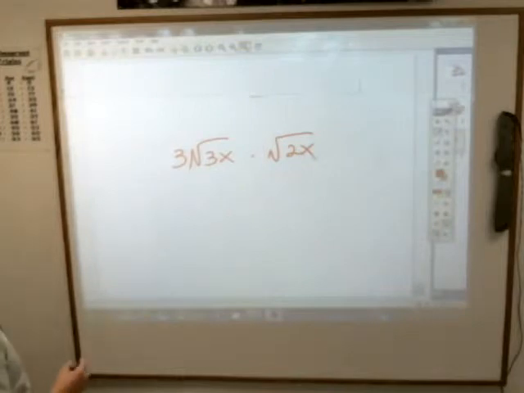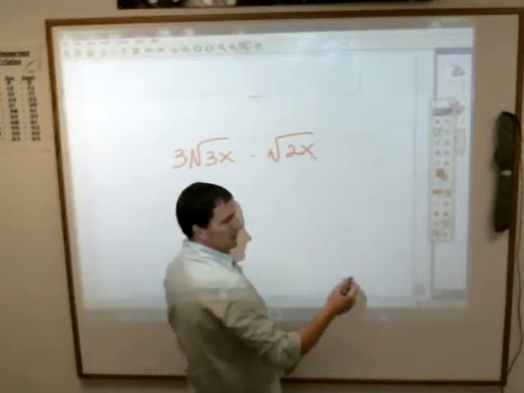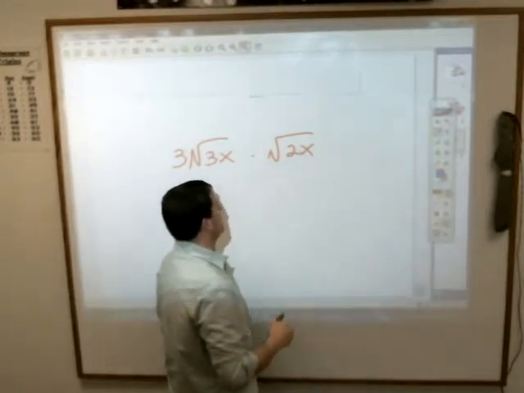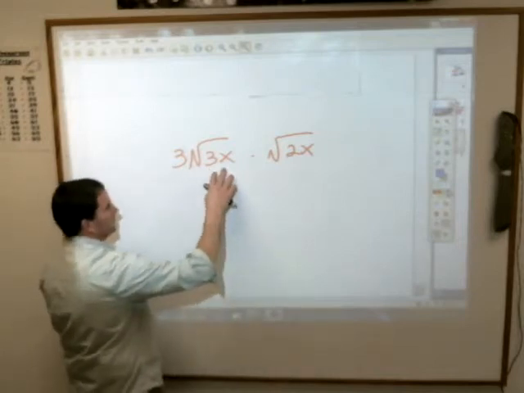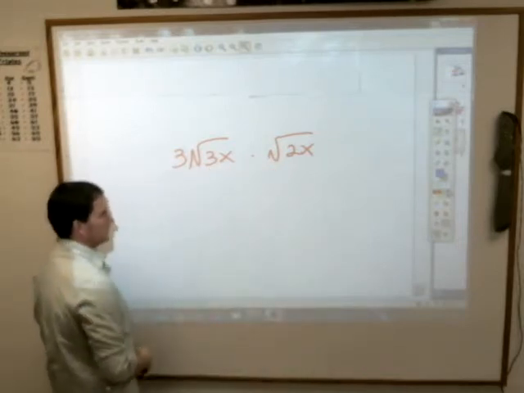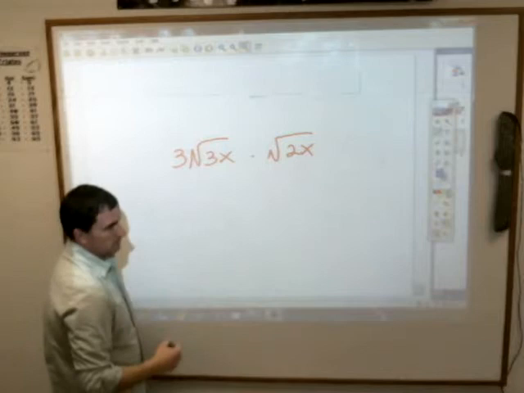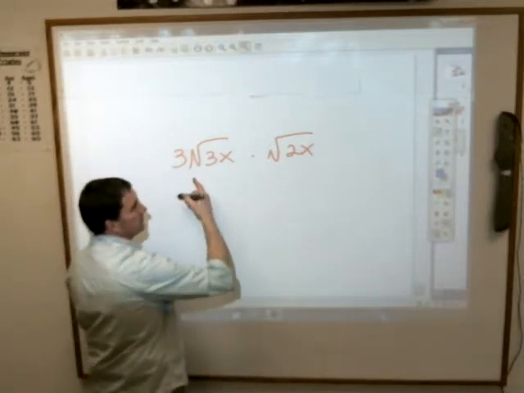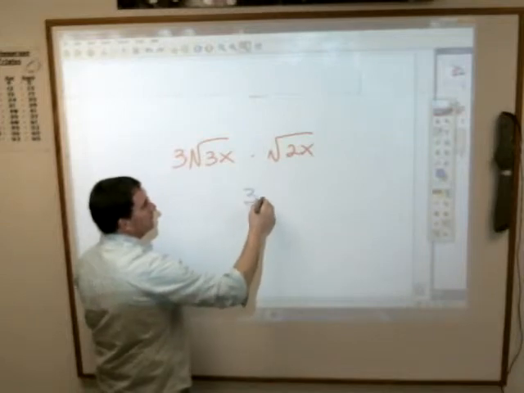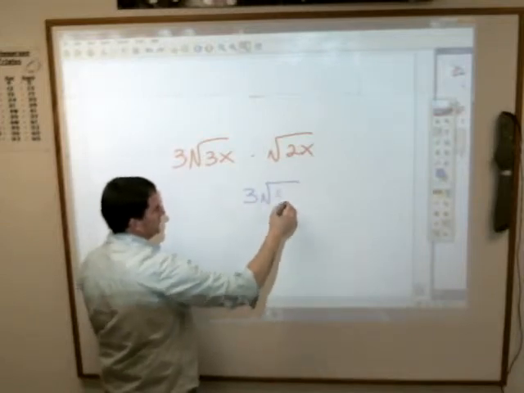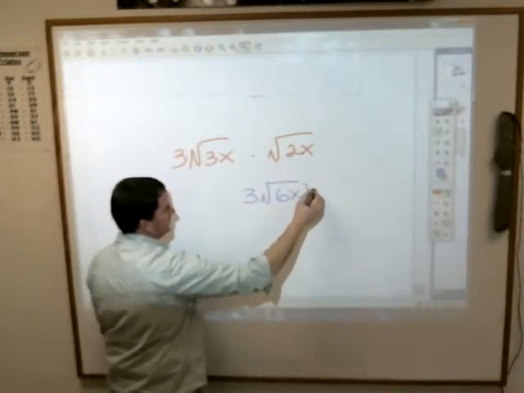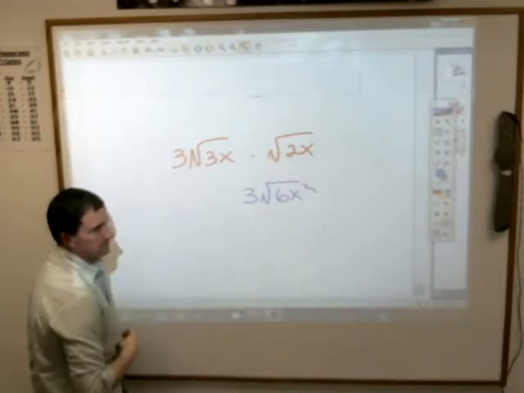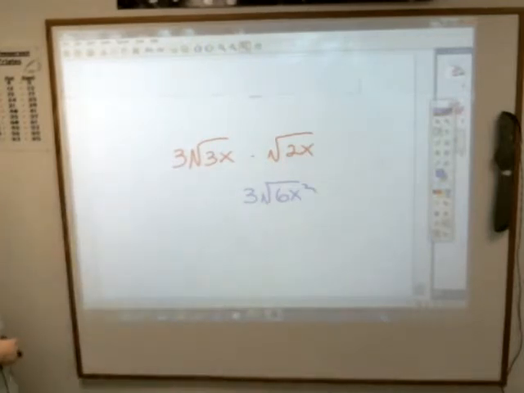Interesting. Well, first of all, when you multiply them together, what do you get? What do you get if you multiply 3 times the square root of 3x times the square root of 2x? I just want you to tell me what you get before you simplify it. What do you get if you just multiply it out? 3 times the square root of 6x squared, because x times x is x squared. Now, can you simplify that?